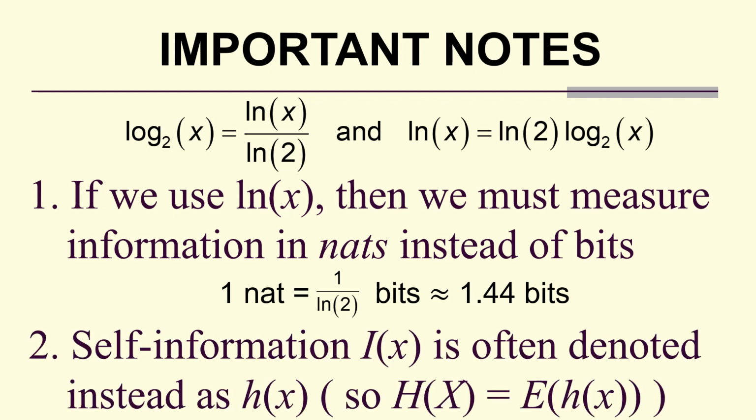Also, self-information, I of x, is often denoted instead as little h of x, and that's in correspondence with entropy, capital H of capital X, being the expected value of self-information, in this case, little h of x.